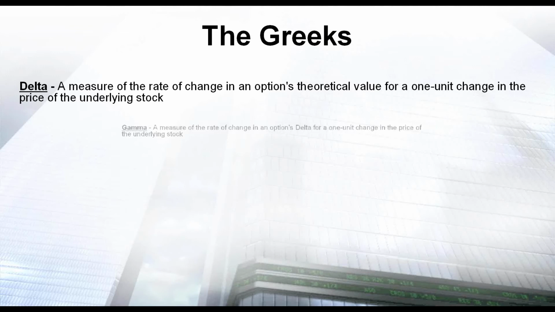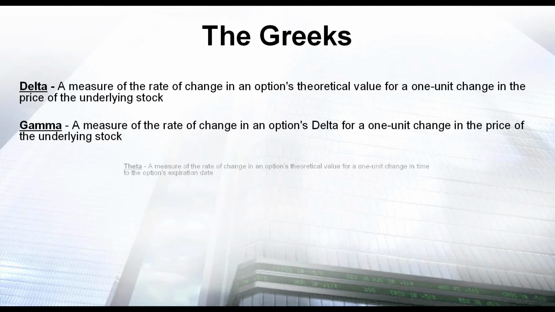Now, gamma is a measure of the rate of change in an option's delta for 1 unit of change in the price of the underlying. So in other words, that first dollar that it moves after you buy that option, your option will move 30 cents with a delta of 30. But at that point, your gamma will start to increase. So your delta will move, say, from 30 to 35. So now the second dollar of move in the underlying will now move your option 35 cents rather than 30.